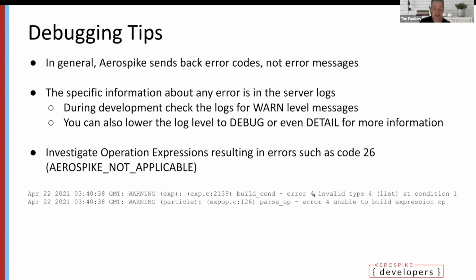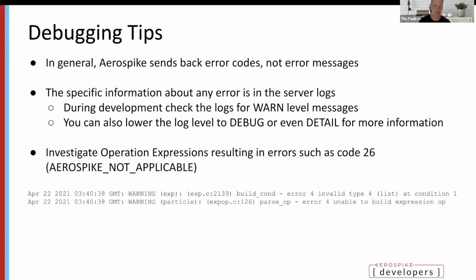Okay, some other debugging tips. In general, Aerospike sends back error codes and not error messages from the server. So there's a server-side error code which says it's 37. Sends that back to the client, so there's less traffic on the network. And the client says, 37 is this. I'll give you a nice error message that associates with this.